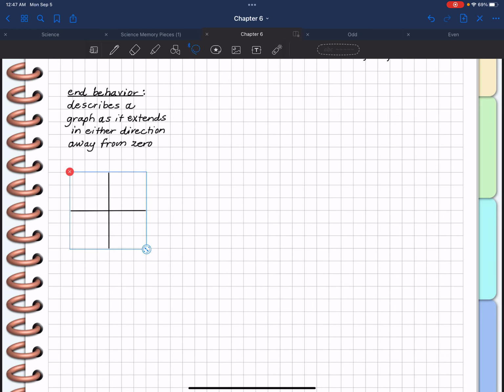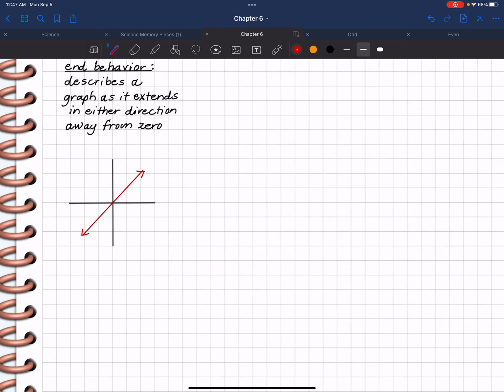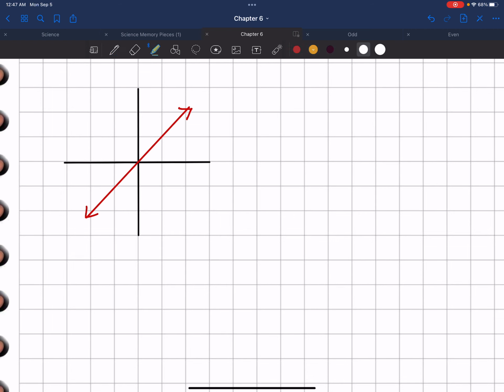So let's consider this graph. We're going to put a positive slope. I'm going to put it right through the origin because I seem to have better luck doing that. So let's draw a line right here, just like so. Now we already know that that is a positive slope. What you want to do is look at the ends of your arrows, where the arrows are.